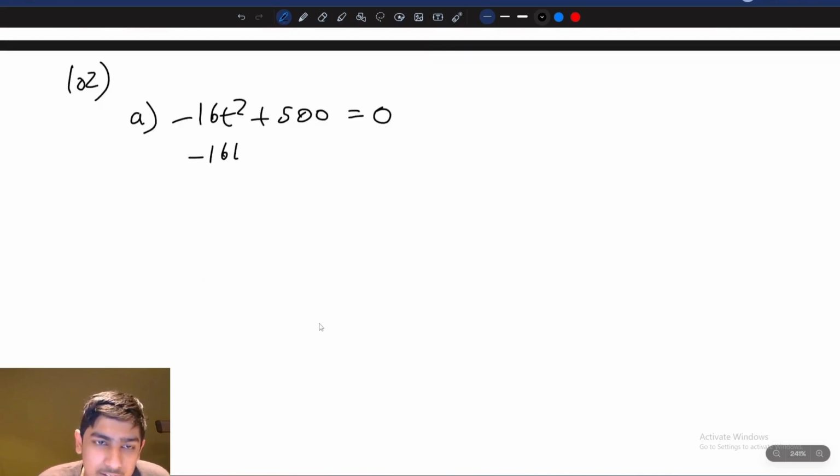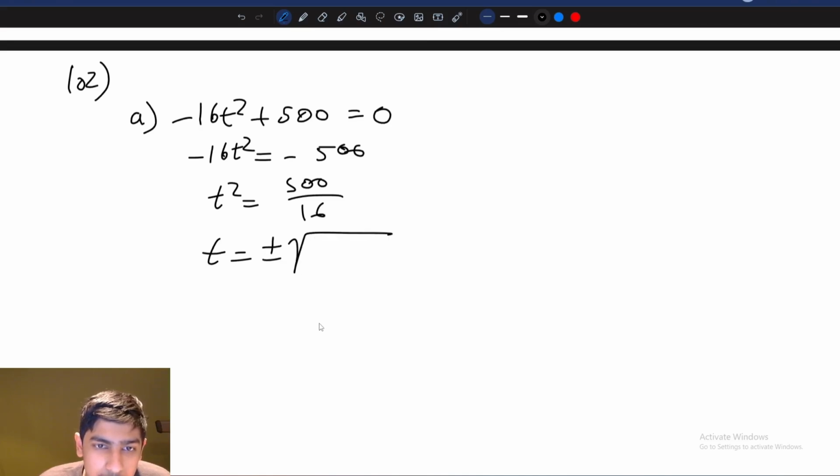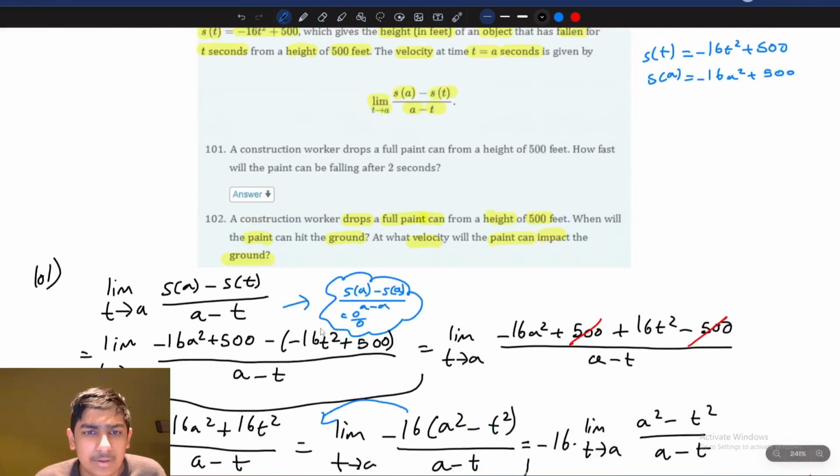Negative 16t squared equals negative 500. t squared equals 500 over 16. t equals plus or minus the square root of 500 over 16. We can interpret that in the context. First of all, we got plus or minus here.